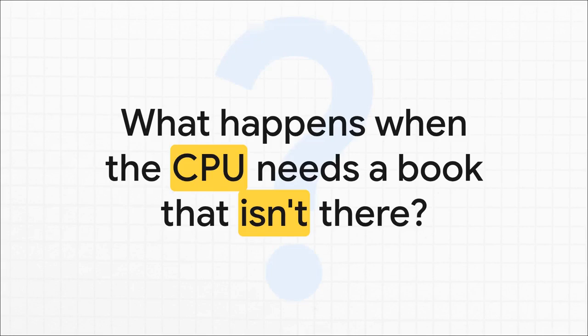So we'll leave you with a final thought to chew on. Our whole analogy worked because the student was getting a book that was actually in the library. But what happens in computing when the student needs a book that isn't there? Well, that question opens up the door to the really cool worlds of cache and virtual memory. But that's a story for another explainer.